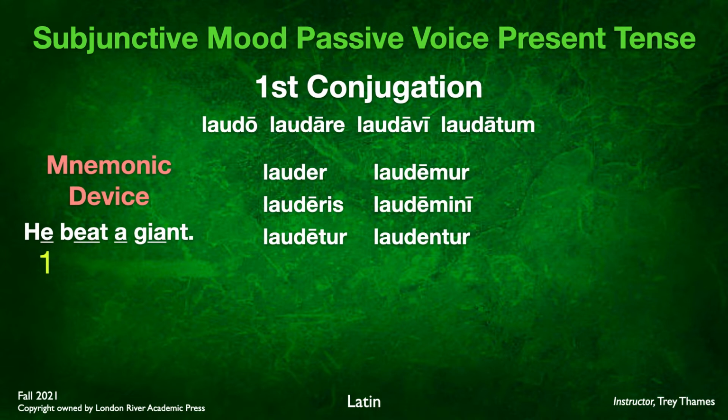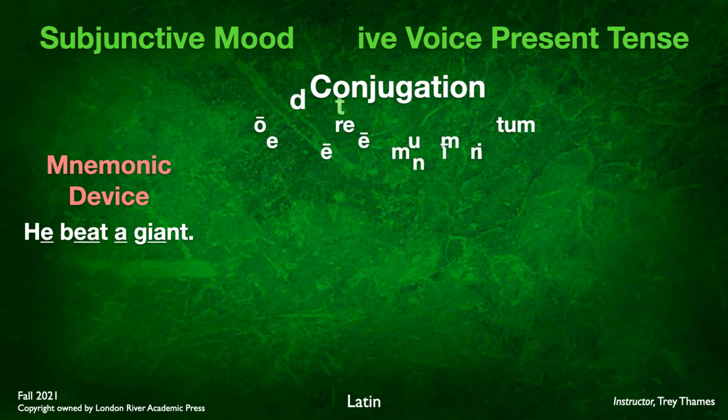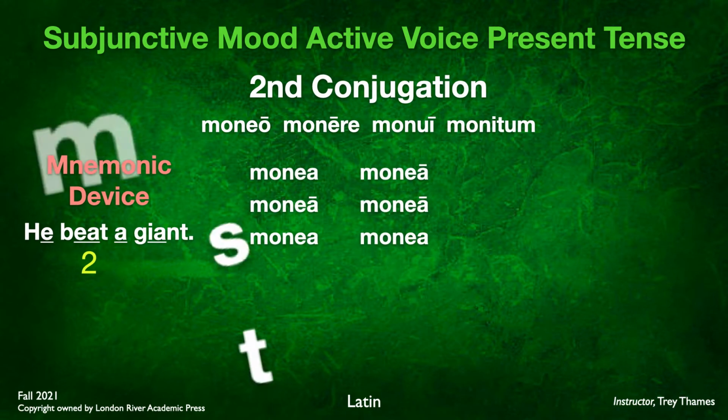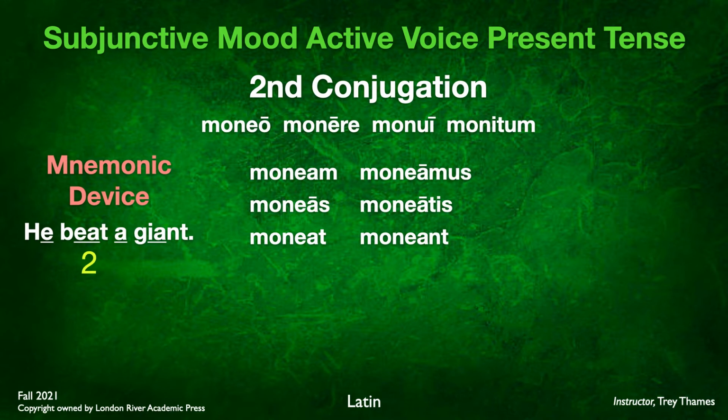Again, first conjugation verbs shift from a long A to the E, and add your present endings, either active or passive. Let's take a look at the example here for a second conjugation verb. Moneō, monēre, monuī, monitum. We have mone as our stem. We're going to shift to an EA, and that leaves us monea, and we'll add our present endings: moneam, moneās, moneat, moneāmus, moneātis, moneant. Now to form the passive, we'll simply, again, just add the passive endings here: r, ris, tur, mur, minī, ntur.